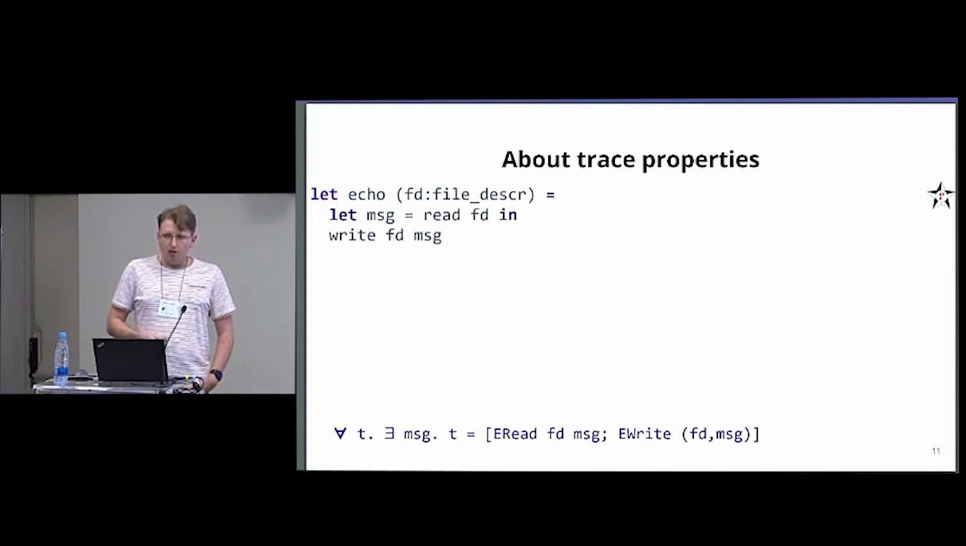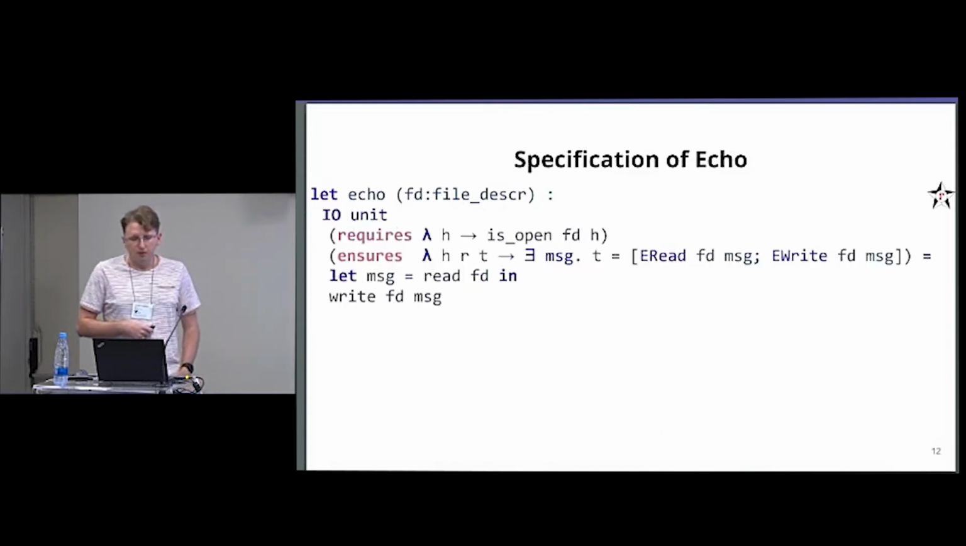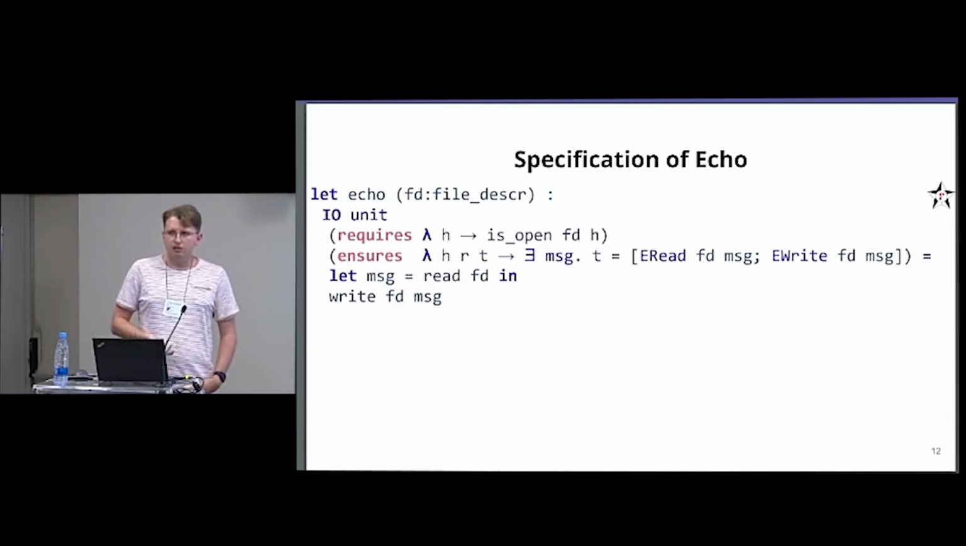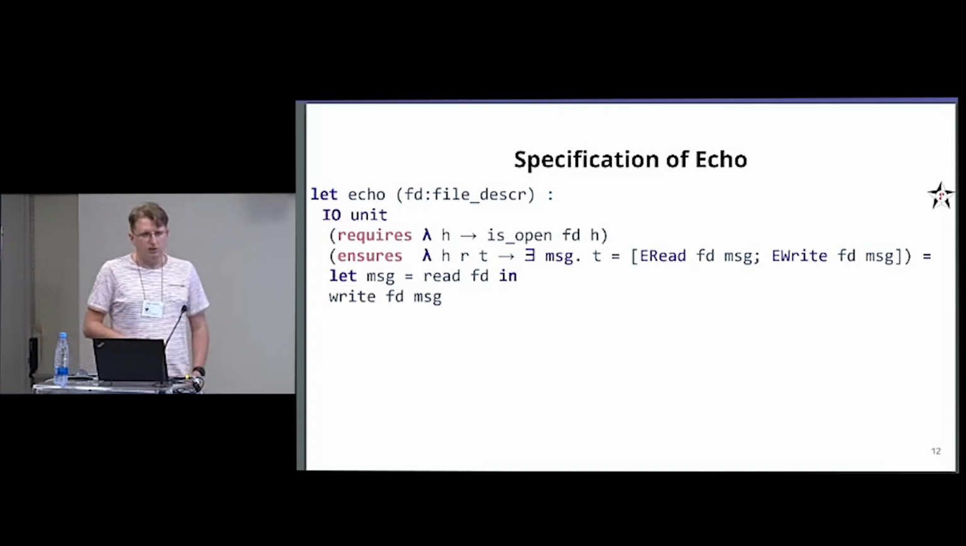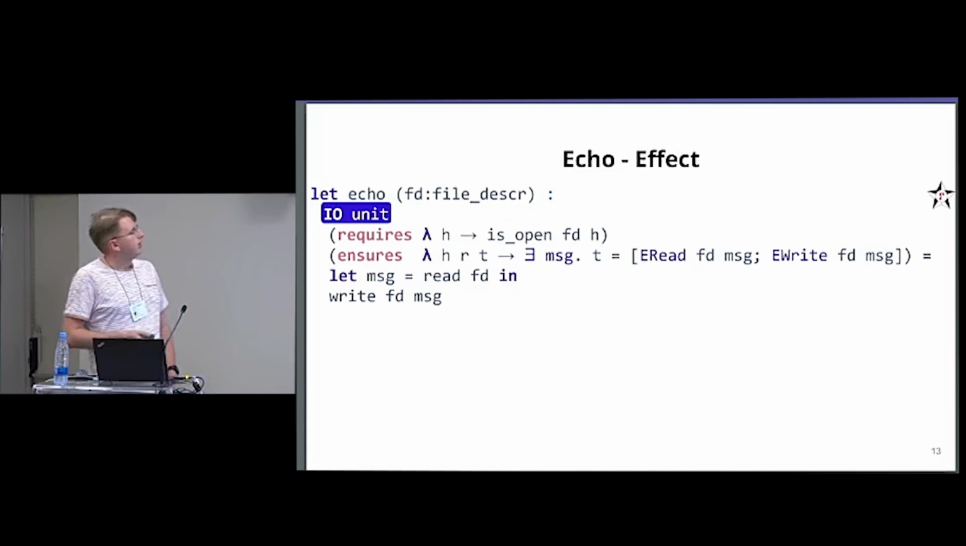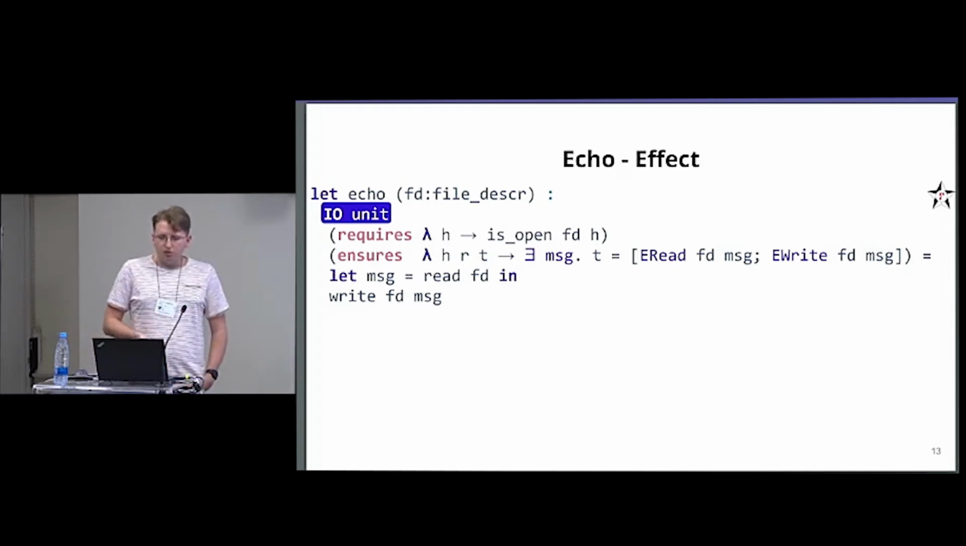So let's look at how to verify in F* this property about our program. In F*, the specification is part of the type. So here, the specification of echo is in the type. So we can see, if we look at the type of echo, that now echo is in the IO effect, it has a precondition and a postcondition.